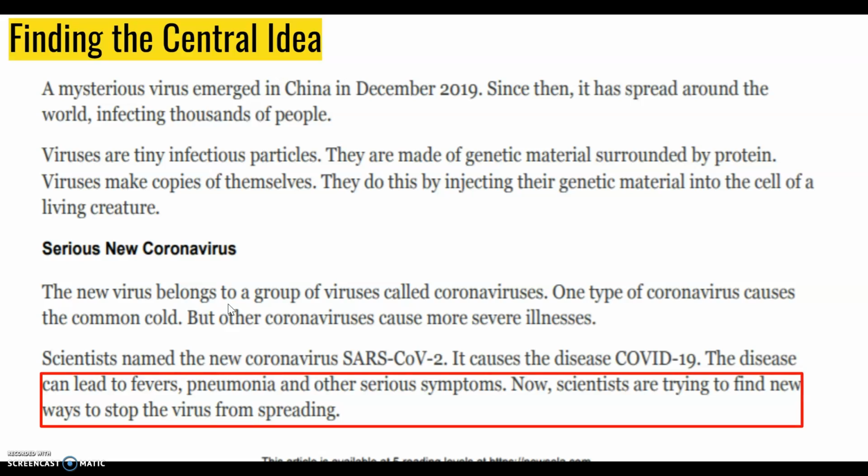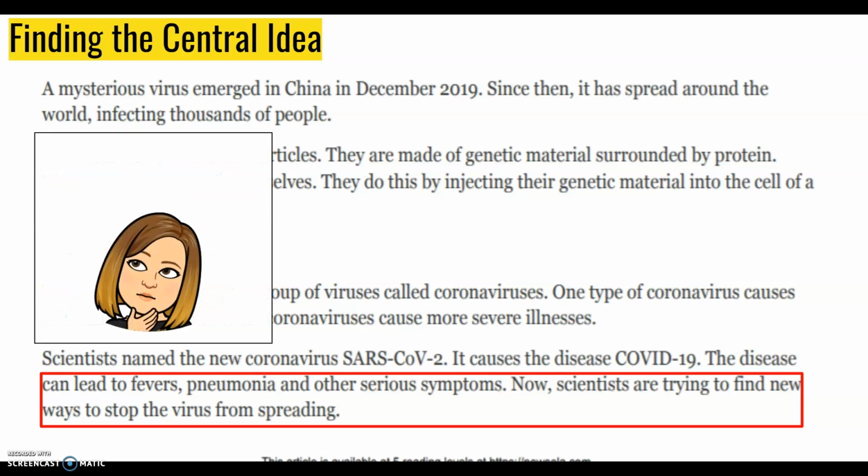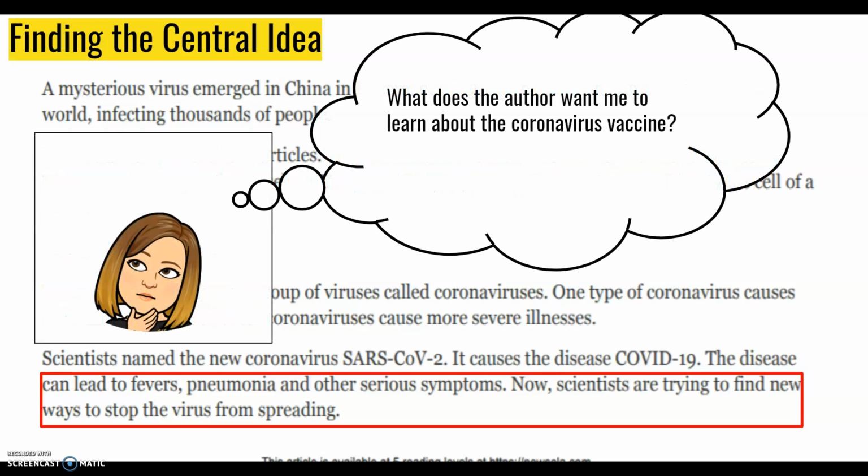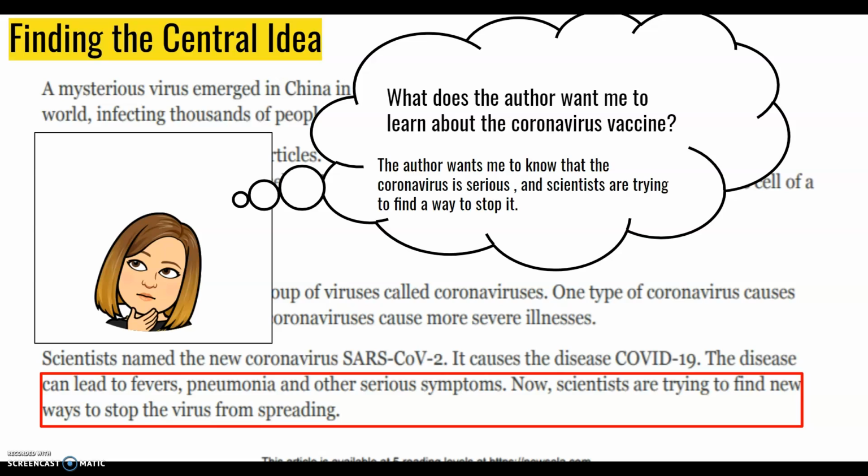So what does the author want me to learn about the coronavirus vaccine? Well, in the last sentence of this section of the text, it states that scientists are trying to find a new way to stop the virus from spreading. So I think the author wants me to know that the coronavirus is serious and scientists are trying to find a way to stop it.